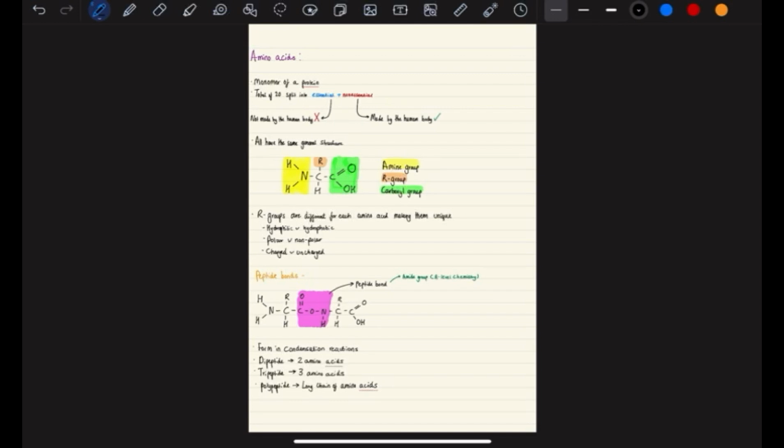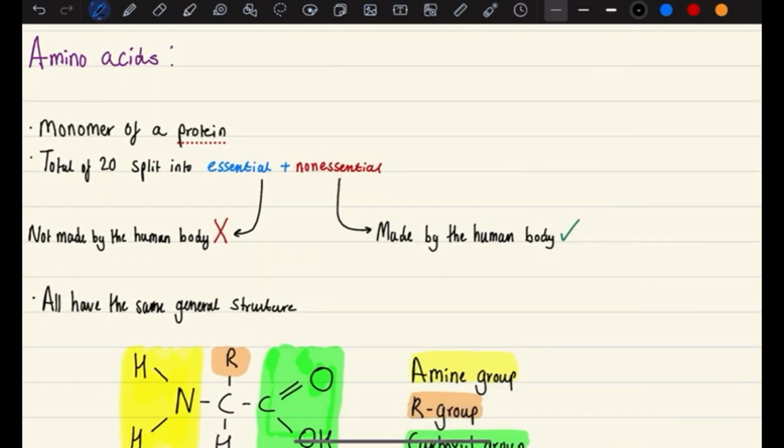Okay, so if we're going to talk about proteins, we need to talk about the building blocks. What actually makes up a protein? And that will be our amino acid. So I'm opening it up. Cool. So amino acids are a monomer of proteins, yeah? And you have your essential amino acids and your non-essential amino acids.